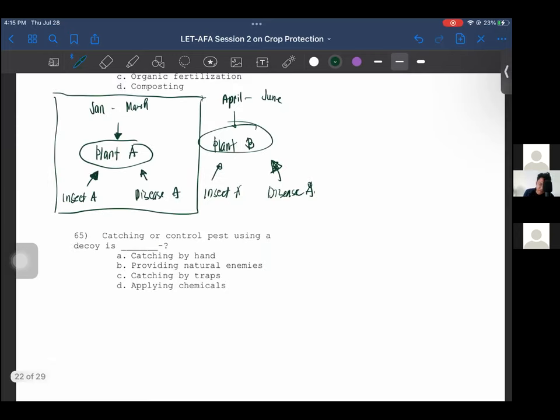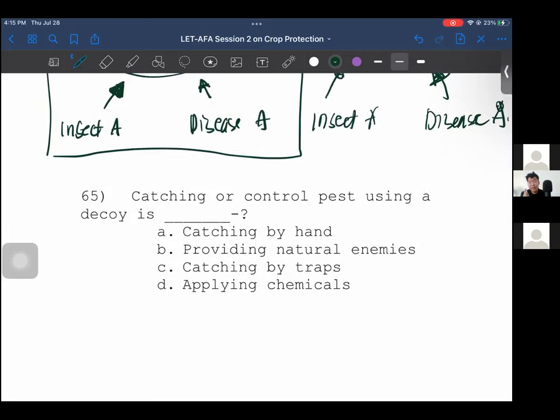Okay, number 65. Catching or control pest using a decoy is, the answer is decoy. The keyword dyan ay decoy. So somehow it's similar to traps. Thus, this is the answer. Catching by traps. Again, look for context clues.